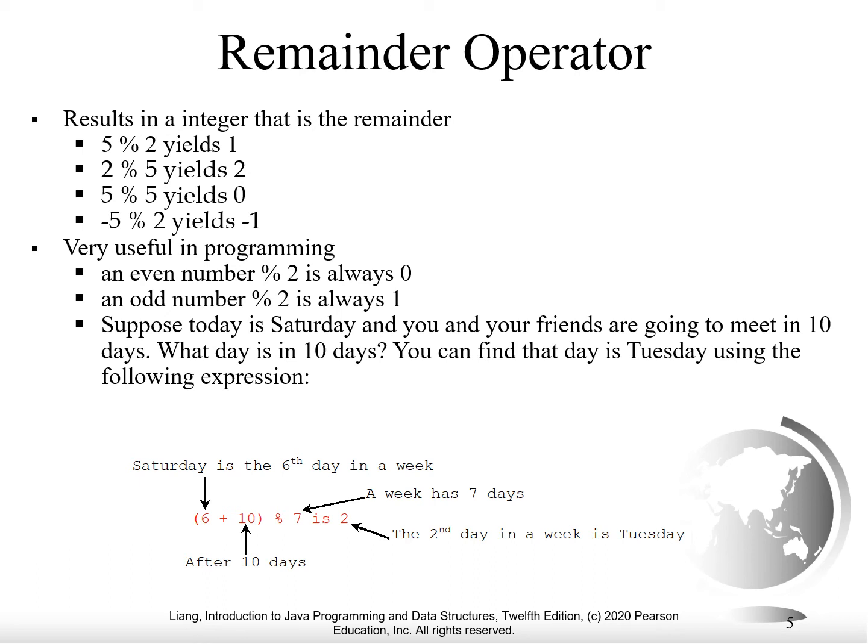The expression that we use to make this determination is 6, the value of the current day of the week, Saturday, plus 10, because we are considering what day it will be in 10 days, modulo 7, which yields a result of 2, and 2 corresponds to Tuesday. Therefore, in 10 days, we will meet our friends on a Tuesday.